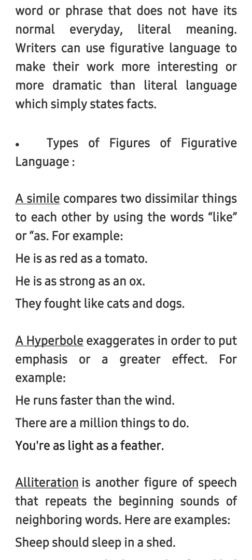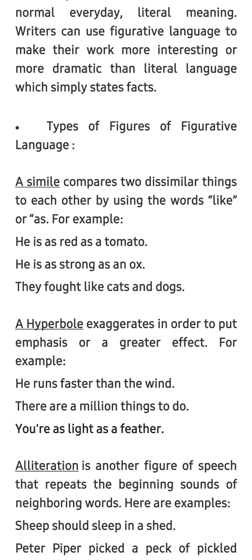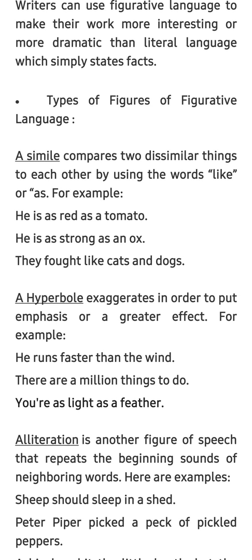Okay, so a simile, and take care of the spelling. That is S-I-M-I-L-E. There is no I before the final E. A simile compares two dissimilar things to each other by using the words like and as. You compare two dissimilar things by using the words like or as. That's the key for when you have a simile. So two dissimilar things, like for example, when I say he is as red as a tomato, a person and a tomato don't look like each other, but there is some similarity between them in redness.